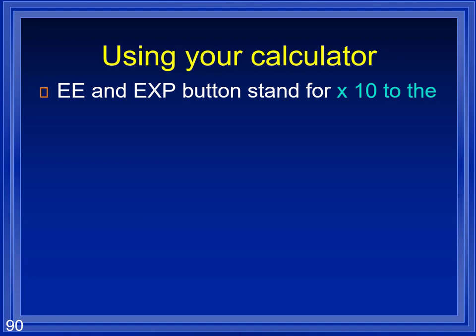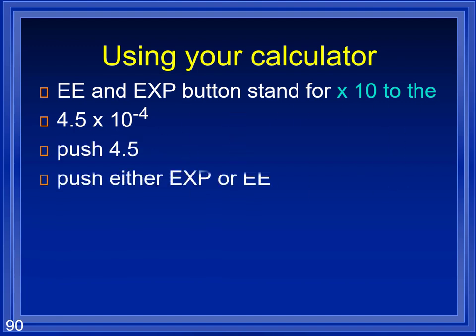So in order to get that number in my calculator, I'd push 4.5, and then I'd push that magic button, and then it depends on which calculator. Sometimes you have to push the plus or minus after, sometimes you have to push the change sign before, but somehow you have to get that -4 in there. So that's the order I would push the buttons.